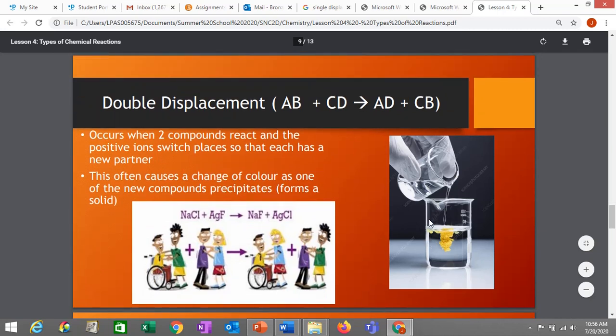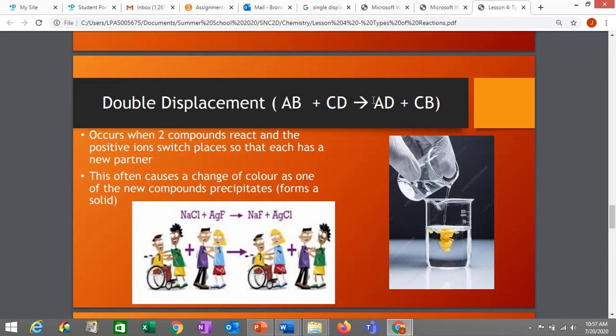Double displacement reactions. So this is where you have two compounds reacting. Okay, and this is a good way you can start to think about identifying these reactions, right? When you see two compounds, you know this is double displacement. And what happens is the positive ions switch places so that each has a new partner. So if my positive ions are A and C, A is originally paired with B. It's now going to pair up with D. And C was originally paired up with D. It's now going to pair up with B. So switch partners. Okay? And often when this happens, typically your two compounds on the left are soluble in water, so they're dissolved in water.